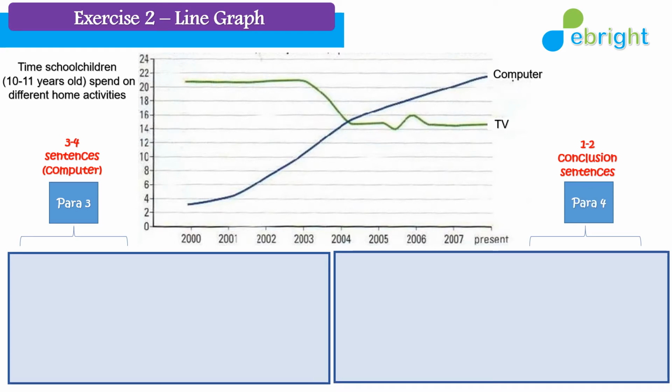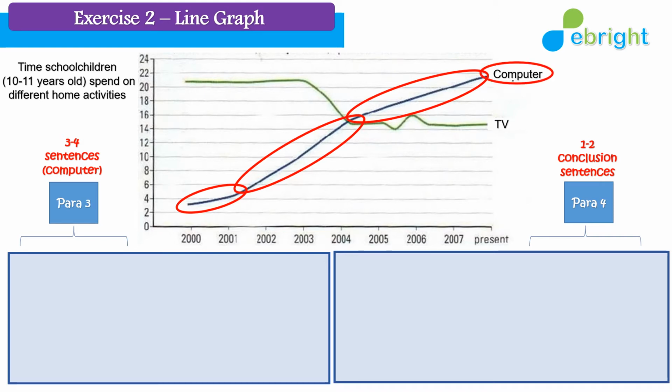Let's discuss what we need to write in paragraph 3 first. At least we need to write 3 sentences. For the first sentence, you should describe 2000 until 2001. And then the second sentence from 2001 up to 2004, until it overcrosses the time spent watching TV. And then the last sentence, you should write from 2004 up to present in the form of present perfect tense, with the fluctuation from 2005 until 2006 in the form of past tense for computer.